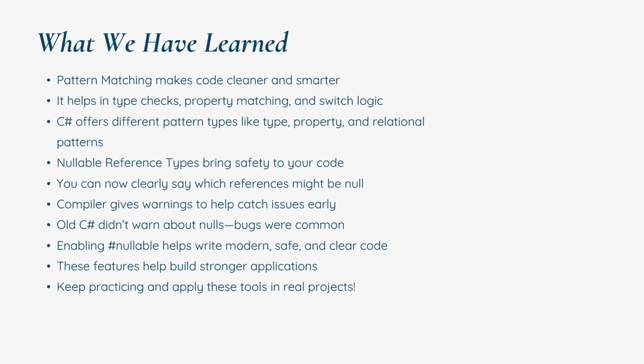Then we moved on to nullable reference types, which solve one of the oldest and most frustrating problems in C#, the null reference exception. Instead of waiting for our app to crash at runtime, the compiler now helps us catch these problems earlier. And it warns us and guides us to think about our data more carefully.